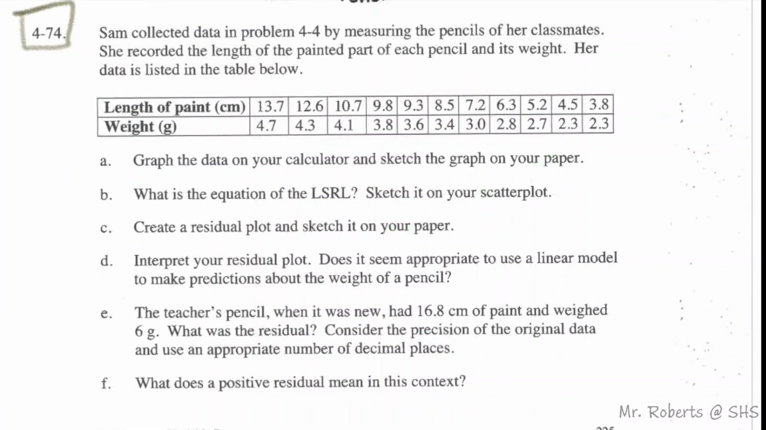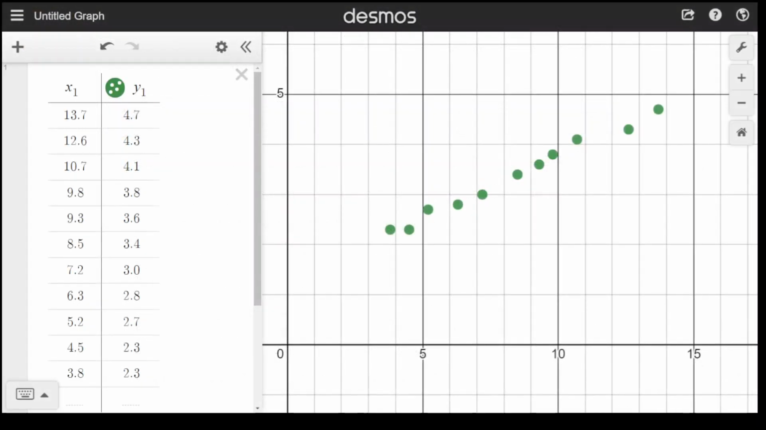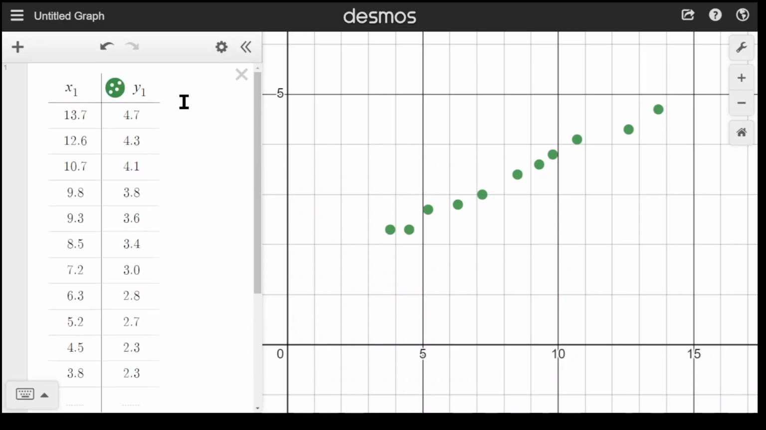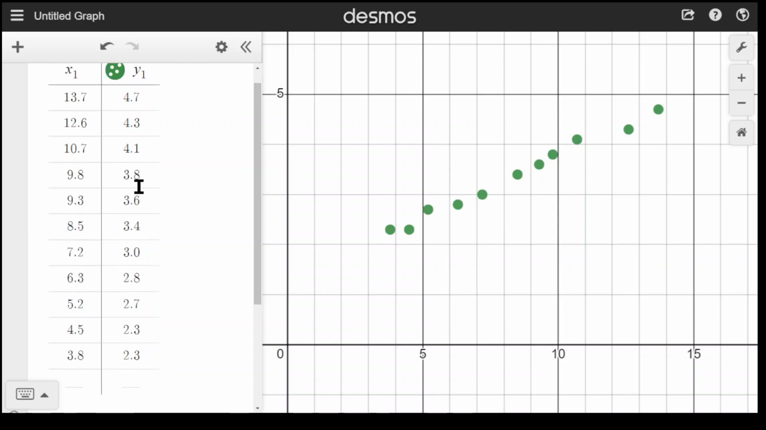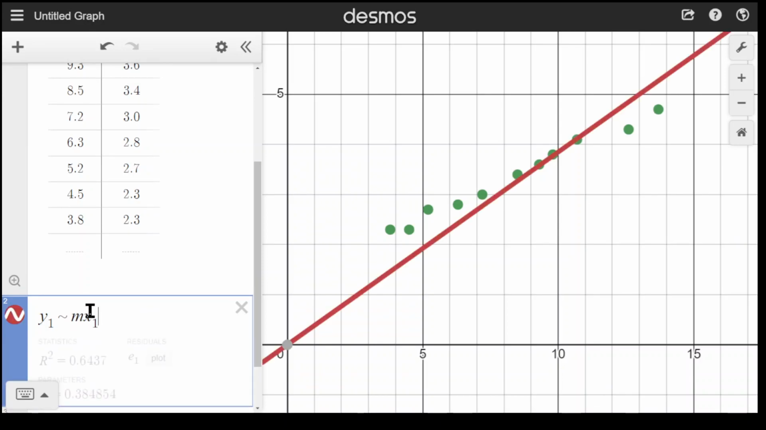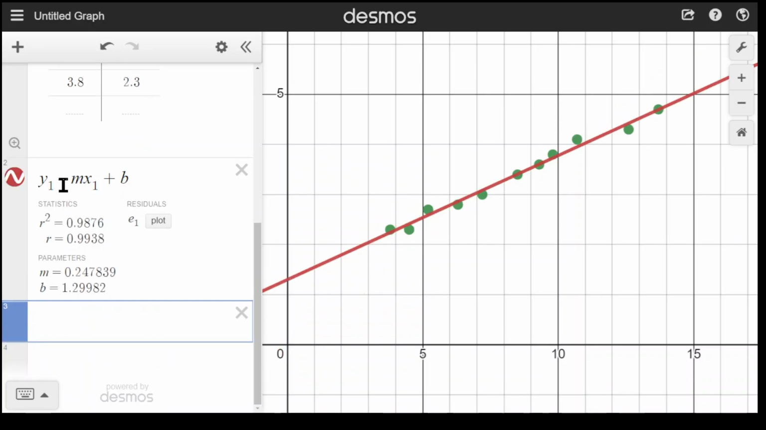What's the first question? It says, graph the data and sketch it on your graph paper. Did it. What is the equation of the LSRL? Okay, we can find that so easily, right? We know this power. This is our superpower. I'm going to type y1 because my y's are in list 1, then tilde, then mx1, and then plus b. And just like that, look at that line of best fit.